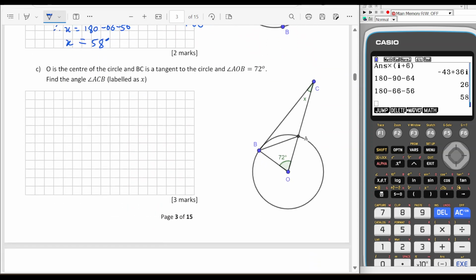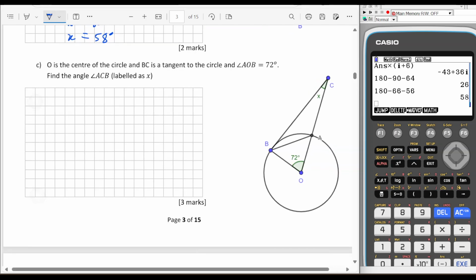Okay, O is the center of the circle there. So we have to find the angle ACB. So a couple of things we can do. So, well, we can look at this angle in here and this angle in here. So angle OBA equals angle OAB as triangle OAB is isosceles.